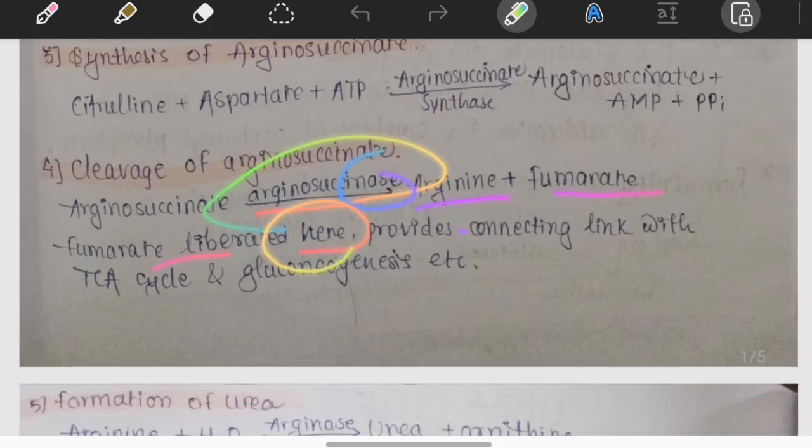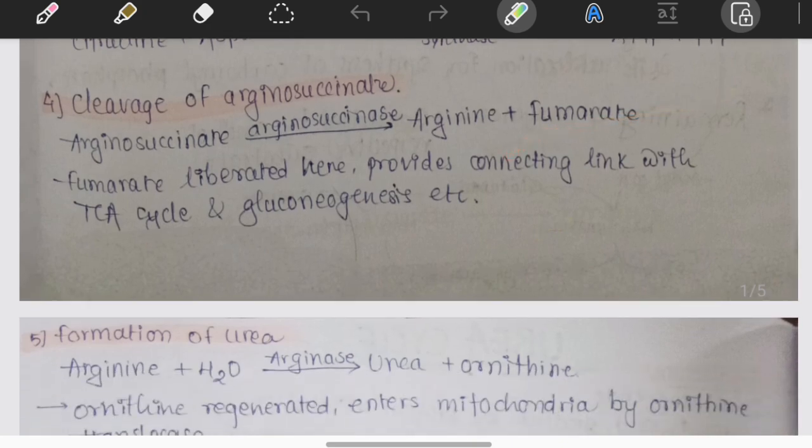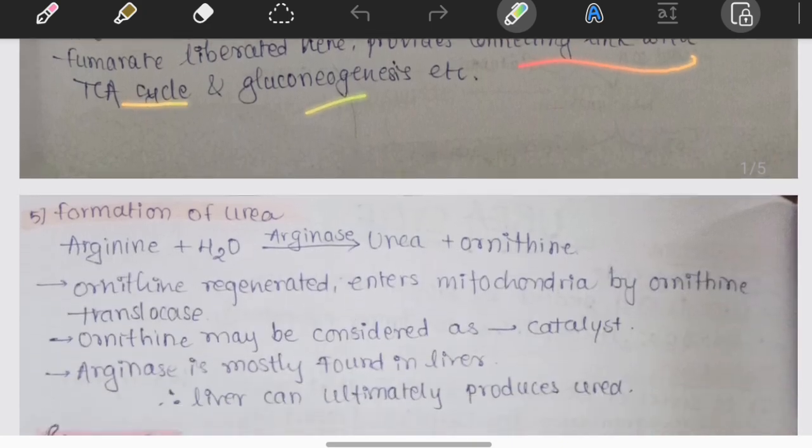Fumarate liberated here provides a connecting link with the TCA cycle and gluconeogenesis. Do you remember that fumarate is converted into malate in the TCA cycle, and gluconeogenesis also has importance for fumarate. Hence it forms the connecting link between the TCA cycle and gluconeogenesis.